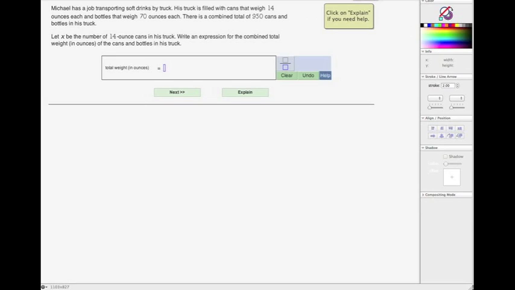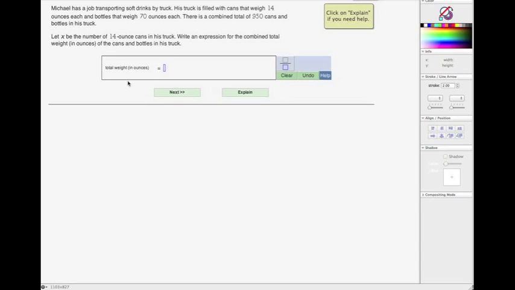Michael has a job transporting soft drinks by truck. His truck is filled with cans that weigh 14 ounces each and bottles that weigh 70 ounces each. There is a combined total of 950 cans and bottles in his truck. Let X be the number of 14-ounce cans in his truck. Write an expression for the combined total weight of the cans and bottles in his truck.